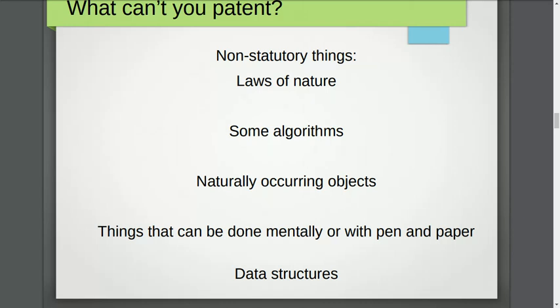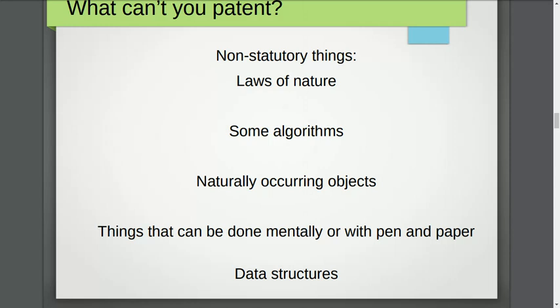But if it's just a clever sequence of mathematical operations, it probably can't. You can't patent naturally occurring objects. So if you crossbreed two plants to make a new one, that might be patentable. But if you happen to find a new plant in the Amazon jungle, that cannot be patented. Then things that can be done mentally or with pen and paper. So there are a lot of software patents out there where the patent office then rejects them on the basis that, yes, you're doing it with a computer, but anybody with pen and paper and enough time could do the same thing. Therefore, it's not patentable.